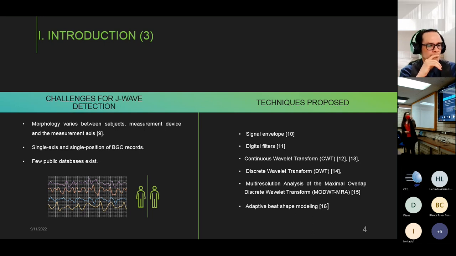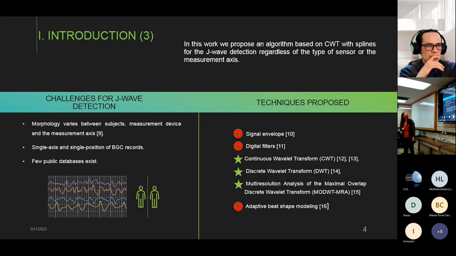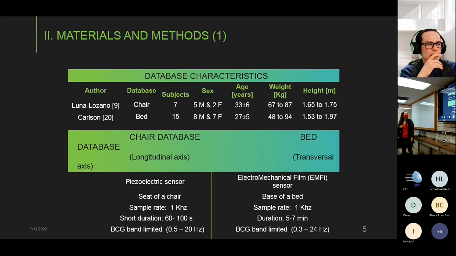different techniques have been proposed, like signal envelope, digital filters, continuous wavelet transform, discrete wavelet transform, multi-resolution analysis of the maximal overlap discrete wavelet transform, or adaptive wave shape model. Wavelet analysis, in particular, has proven to be effective for these non-stationary signals. That's why the objective of this work is to propose an algorithm based on CWT wave strength for the J-wave detection, regardless of the type of sensor or the measurement axis.